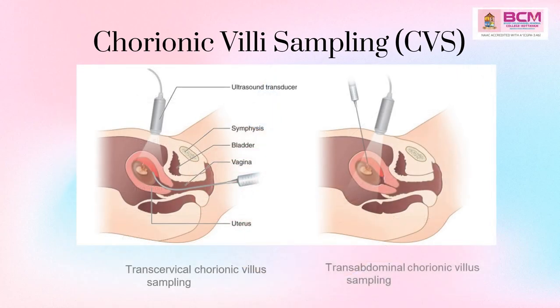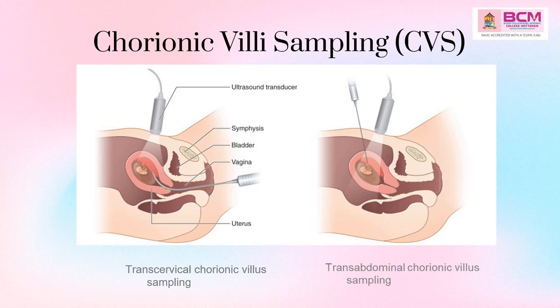There are two methods to perform CVS, transcervical CVS and transabdominal CVS. In transcervical CVS, a thin flexible catheter is carefully inserted through the cervix and guided to the placenta using ultrasound. Once positioned, a gentle suction is applied to collect a small sample of chorionic villi. This approach is often chosen when the placenta is located in a position that's more accessible from the cervix.